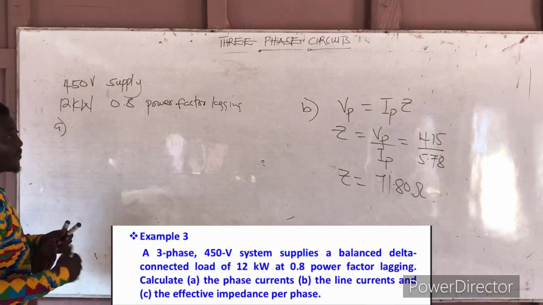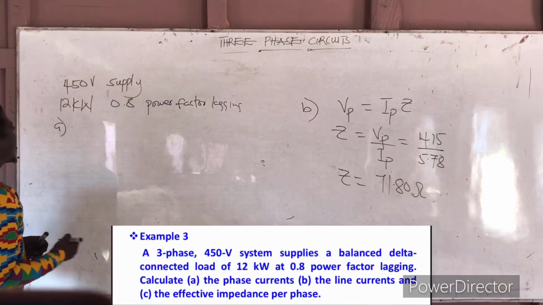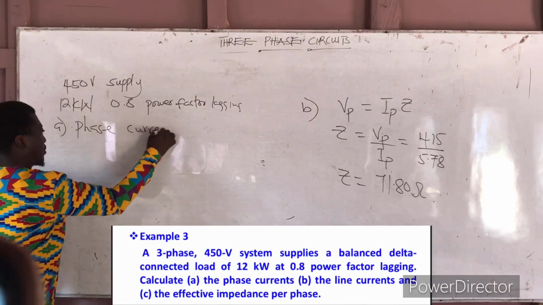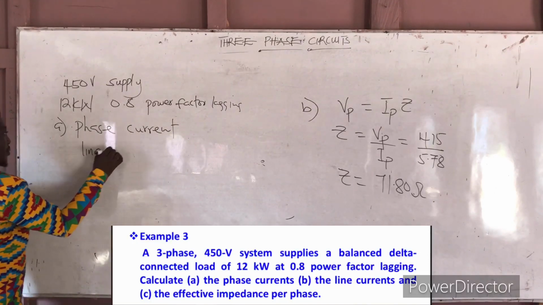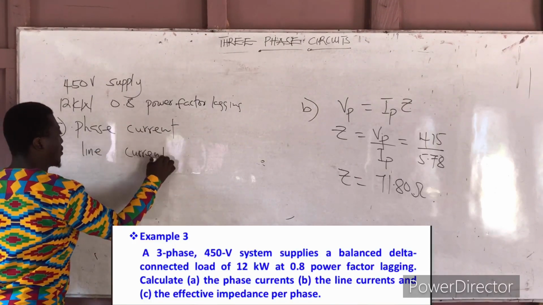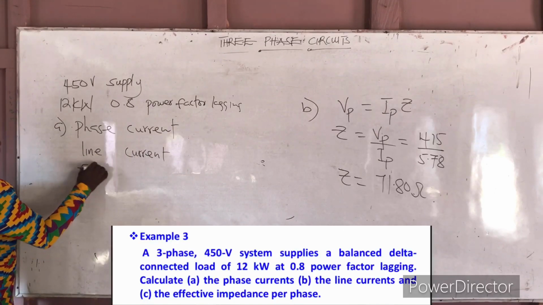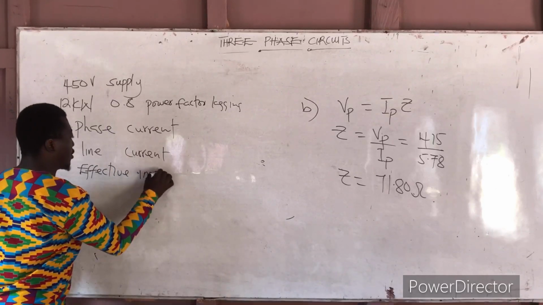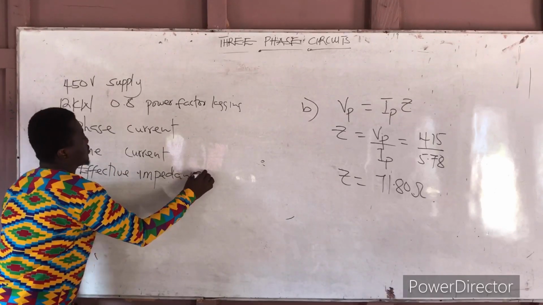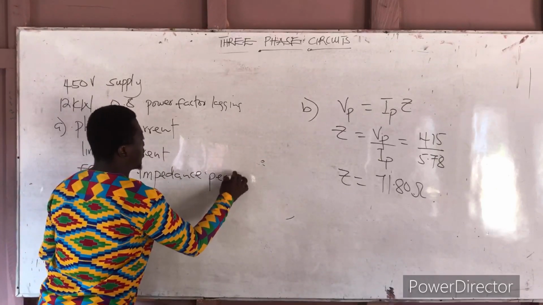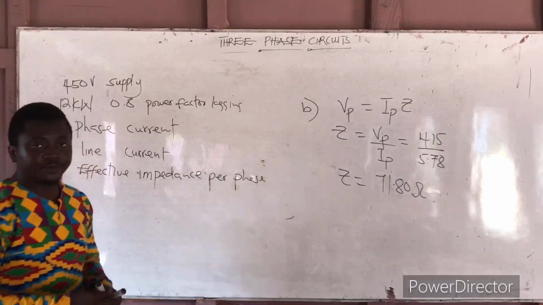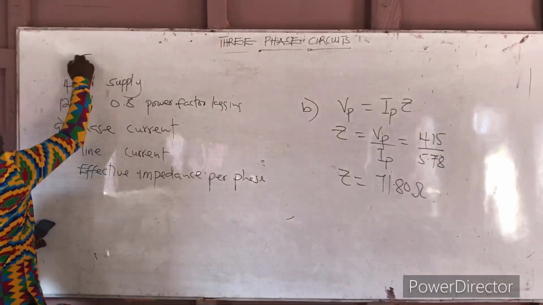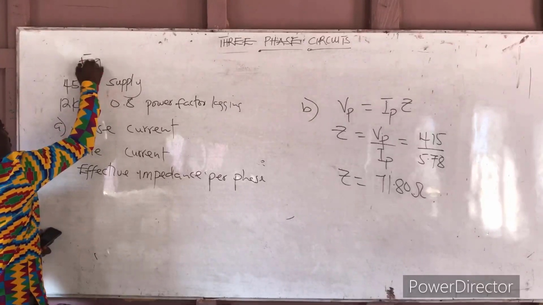Let's take it again. Calculate A, the phase current, B, the line current, and C, the effective impedance per phase. Okay. So this is the third example, Example 3.